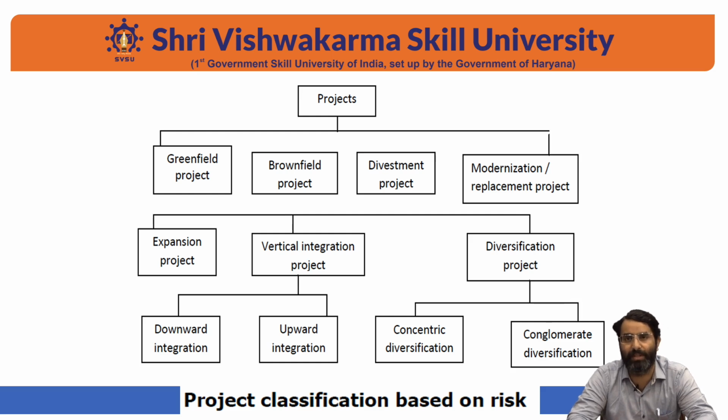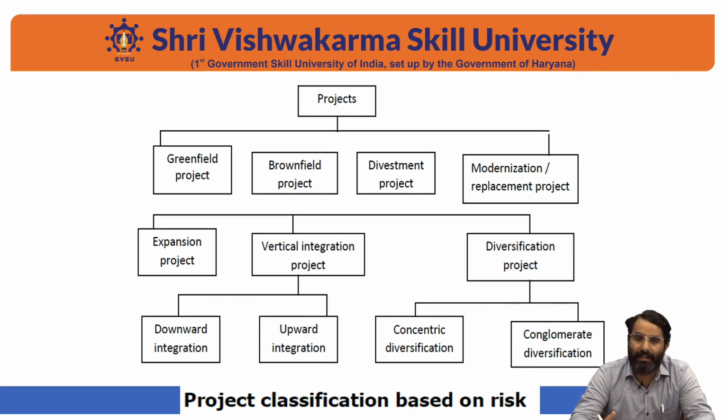Now how they are going to do it? They are going to do it in two ways. So we are going to categorize this diversification again into two categories. One is known as concentric diversification, another is known as conglomerate diversification. So concentric diversification projects and conglomerate diversification projects, these are again two categories of diversification. So what are these categories? Now first of all, let's focus on concentric diversification.